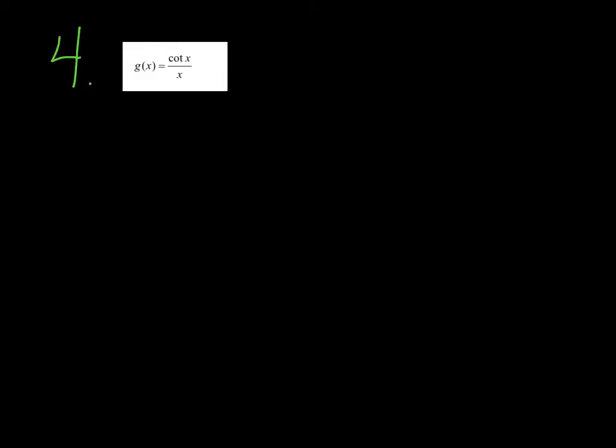Number 4. Again, I want to try this two ways. One where we use quotient rule, one where we go product rule. All right, so let's start with quotient rule. Low d high minus high d low over low squared. Why don't you pause it, see if you get the same setup.